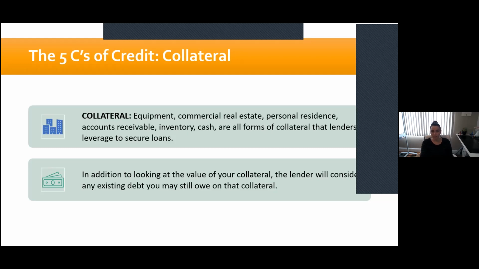Does anybody have any experience with getting a small business loan where you actually had to put up collateral, or what the process was like, that you want to share?